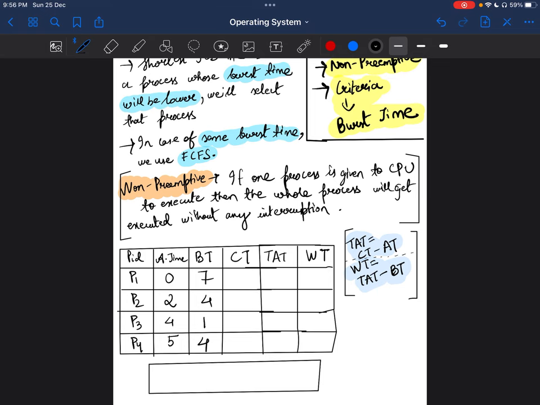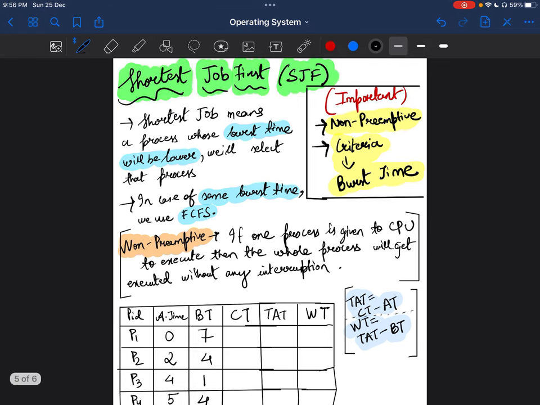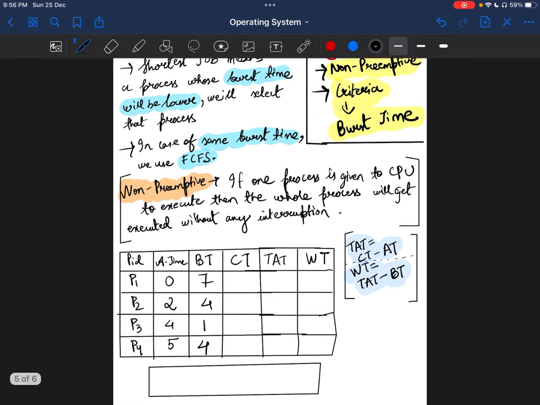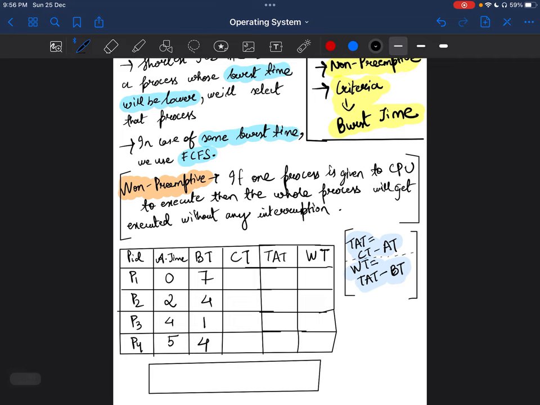So let's start. It's non-preemptive, so you know that once the CPU is granted to a process, the whole process will run. First, we'll see which process arrives. At this time 0, always remember time starts from 0. At 0, which process has arrived? You can see that only P1 has arrived, and P1 will run till its completion, up to 7. So let this be P1.